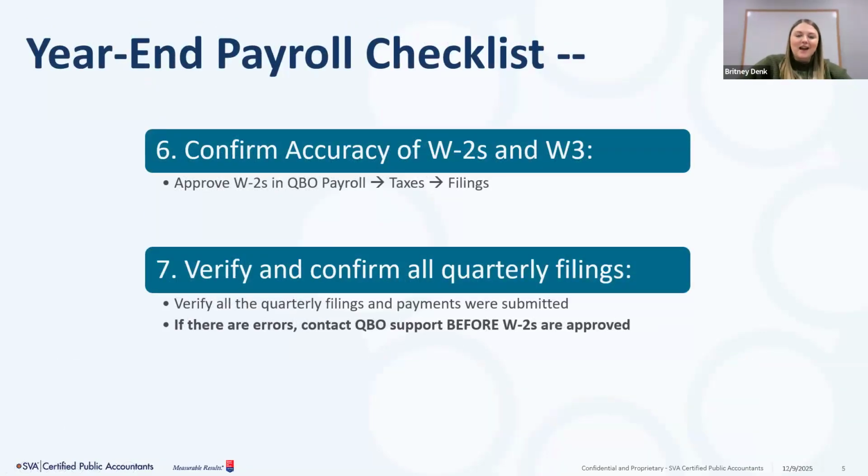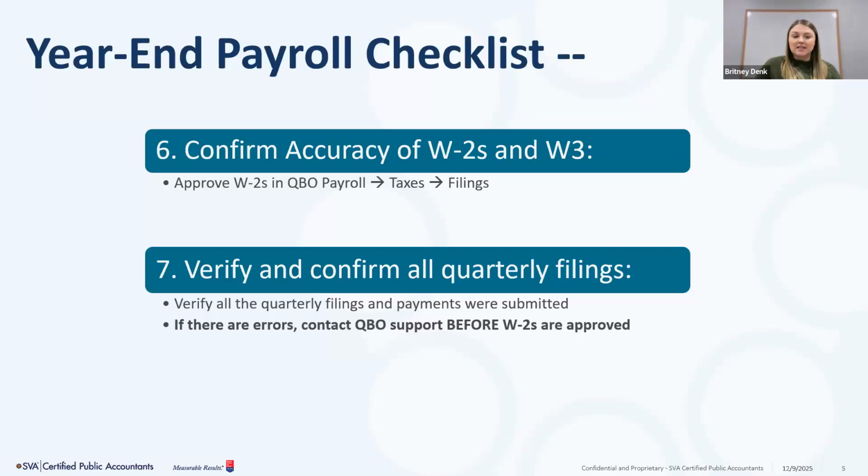Okay, number 6 on our year-end payroll checklist is obviously confirming the accuracy of your W-2s and your W-3s. So checking this before the 31st is probably the most important takeaway from today. Make sure that your W-2s, addresses, everything are updated before you approve them in QuickBooks Payroll, because once they're submitted, it is a lot harder on the back end to get it changed because you have to go through Intuit support. So it's better to just check it now and make sure it's all right. Take the hour or two that it might take.